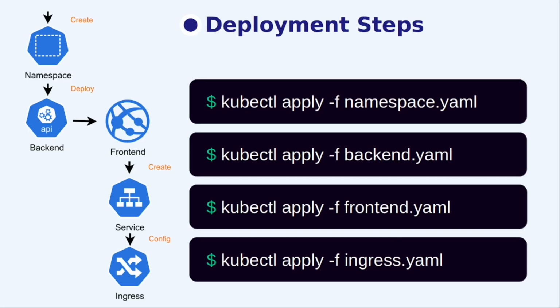Fourth, we create the services that expose the pods internally. Finally, we configure the Ingress rules that expose the application externally. All of these steps can be executed using a simple kubectl apply command. This is one of the reasons Kubernetes is so powerful. Infrastructure becomes code.